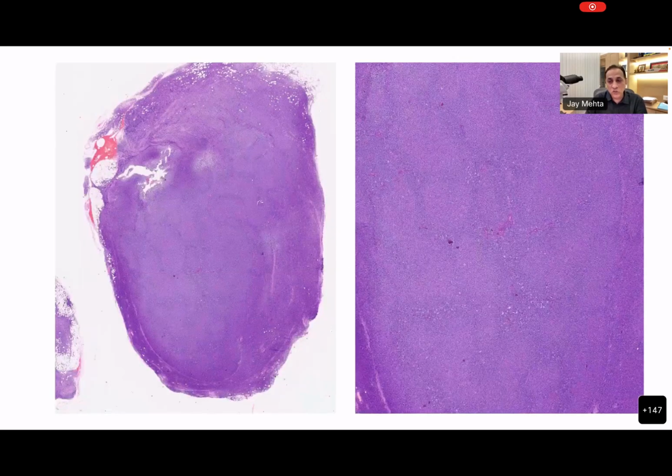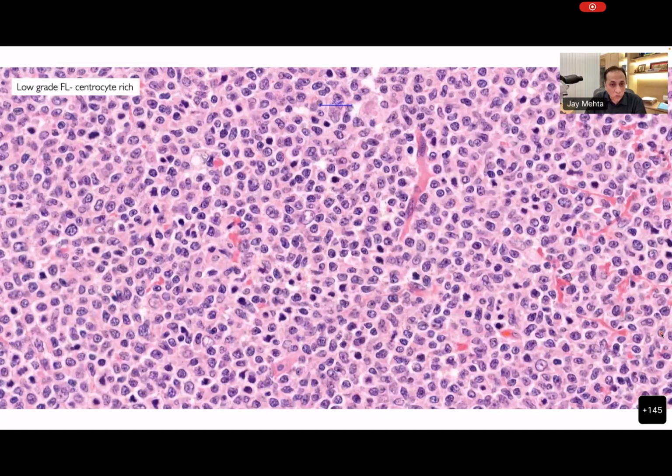So I'm just going to show you a couple of these follicular lymphomas. You can make out the follicularity even at intermediate magnification, with nice, very ill-defined small mantle cuffs here. This is a follicular lymphoma which was low grade. This is what we would call a centrocyte-rich follicular lymphoma, so this would be grade 1/2. You can see brilliant, nice follicular dendritic cells and all these cleaved cells.